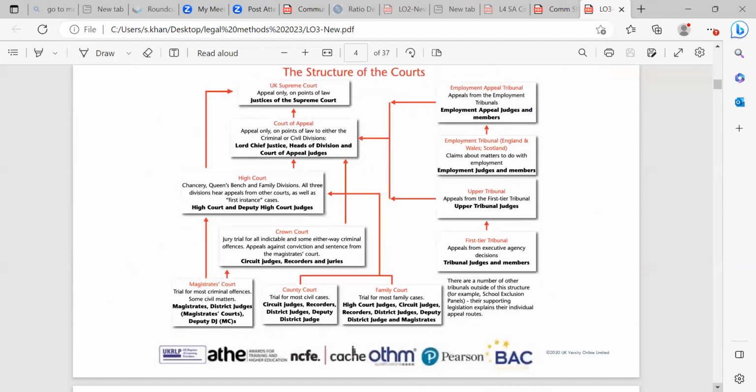Like we looked at the structure again. So again, Magistrates Court right at the bottom. You've got the County Court, you've got the Family Court, and then the next one is the Crown Court, High Court, Court of Appeal, and UK Supreme Court. And on the other side, as we mentioned in the last sessions, we've got the tribunal judges for the first tier, employment tribunal judges in England, Wales, and Scotland, dealing with anything to do with exclusion of schools, anything to do with legislation, for example, unfair dismissal, sexual harassment. They would be dealt with on the employment tribunal side of it.